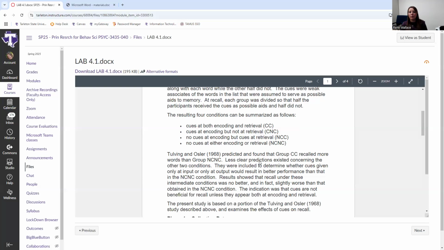Tulving and Osler predicted and found that group CC, so when they had a cue at encoding and retrieval, recalled more words than no cues at encoding or retrieval, but less clear predictions existed concerning these 2 in the middle. So did having keywords at the beginning but not the end, or the end but not the beginning, throw people off? They couldn't really tell if there was a relationship or there was some significance there.